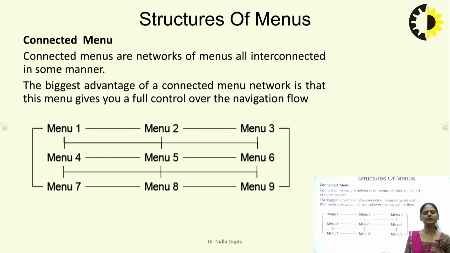Now the next is the connected menu. In this case, there are multiple menus and these menus are connected to each other. Connected menus are a network of menus, all interconnected in some manner. The biggest advantage of a connected menu network is that it gives us full control over the navigation flow. From menu 3 I can reach menu 2, from 3 I can reach 5, and so on.